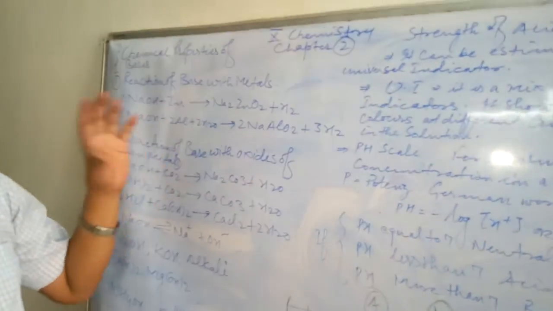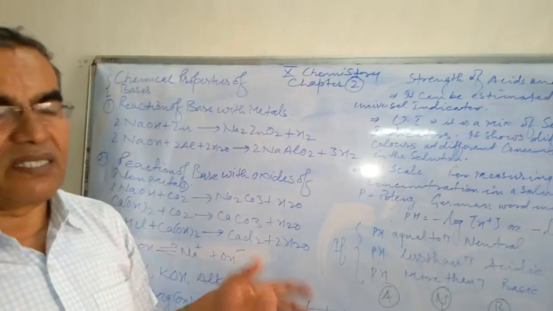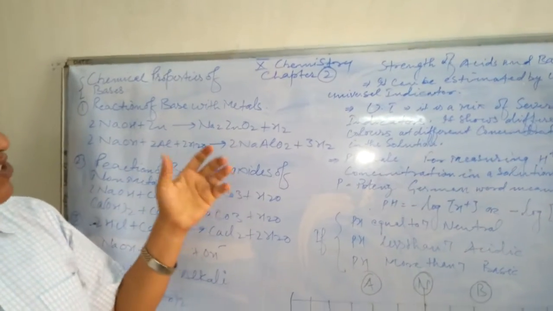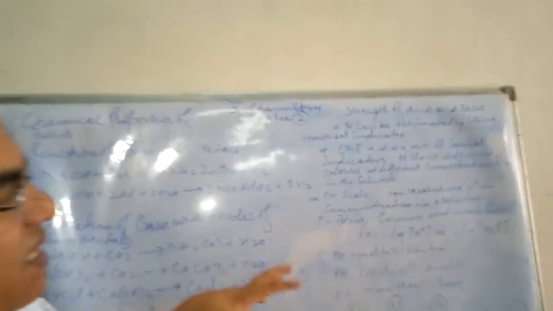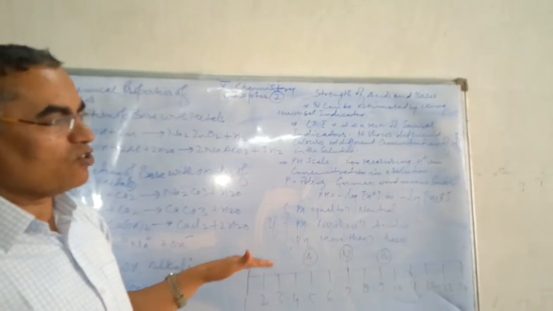So children, go through the properties of acids, go through the properties of bases, particularly the pH scale, indicators, universal indicator, and the pH scale. Next, salts and the different types of salts we will explain in the next topic.